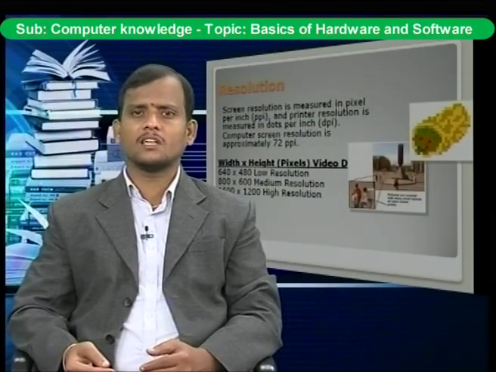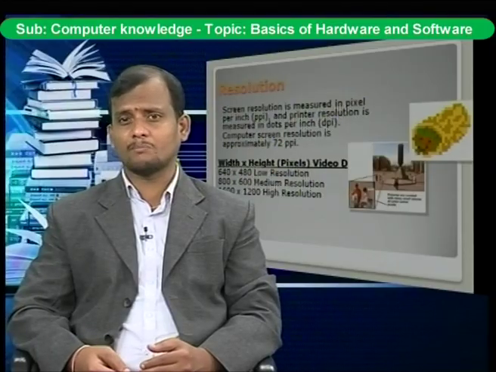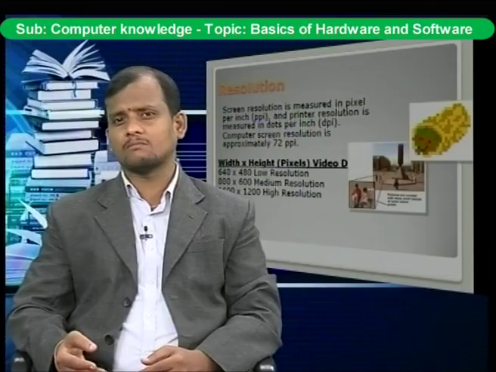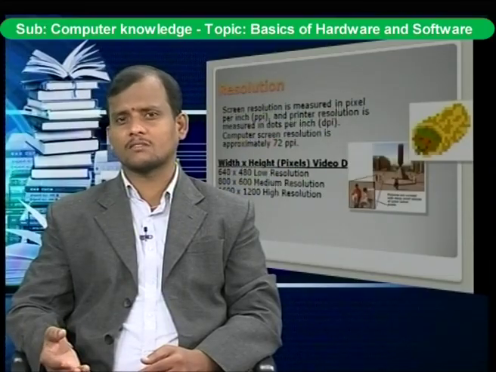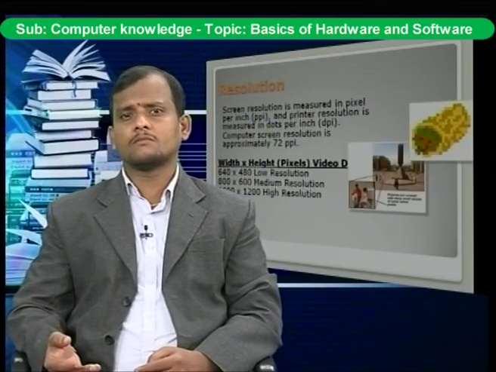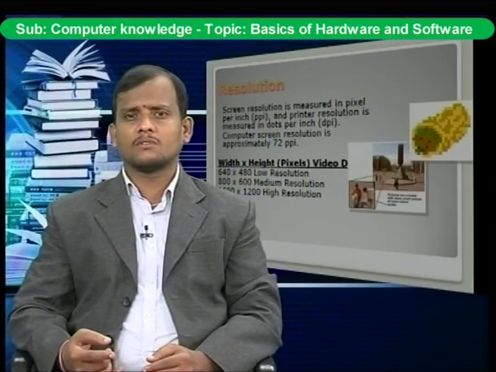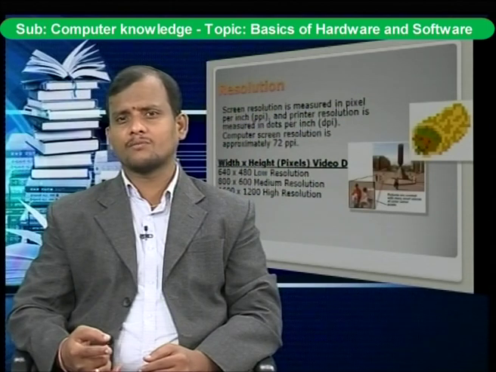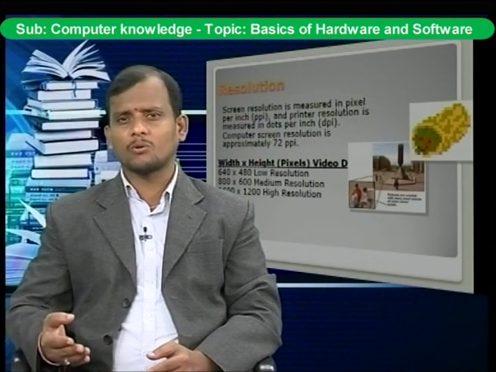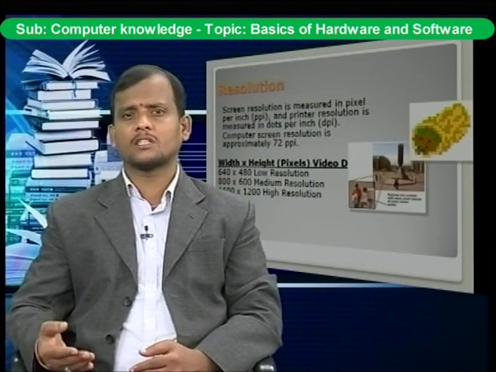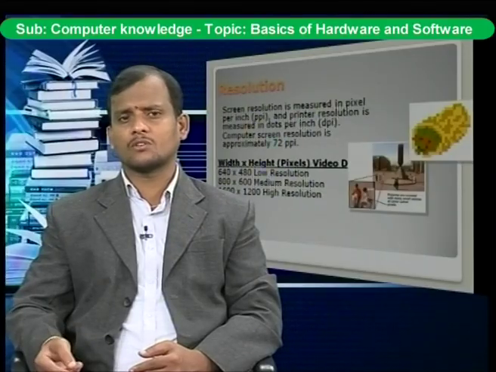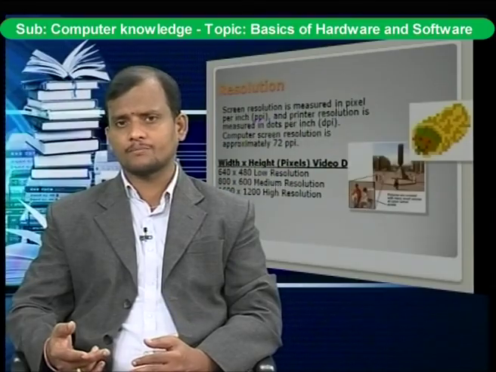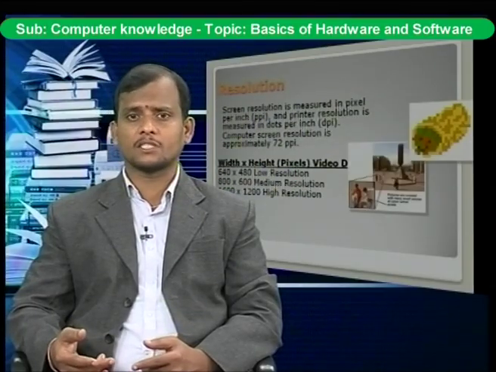That is measured in pixels, and the shortcut is PPI. That is a pixel, approximately 72 pixels. So you can see the height and width of the pixels. 640 into 480 is low resolution, and high resolution is 1600 into 1200. So that is how the pixels are measured.